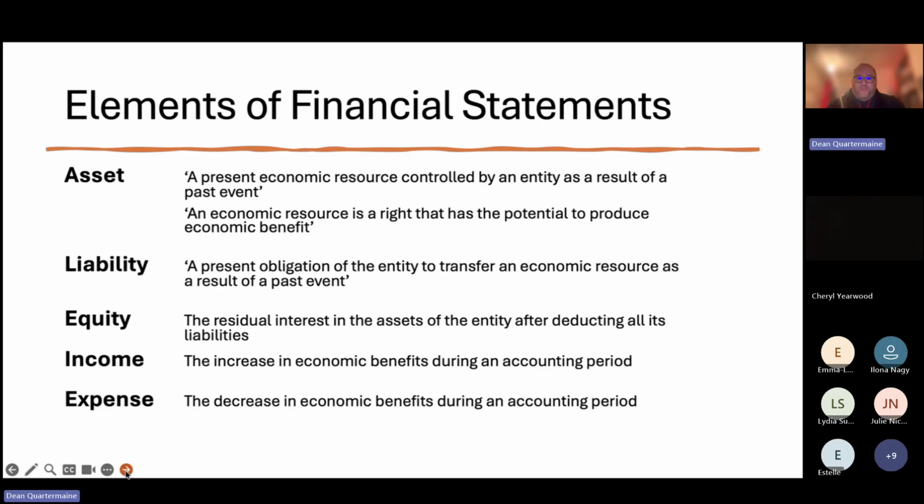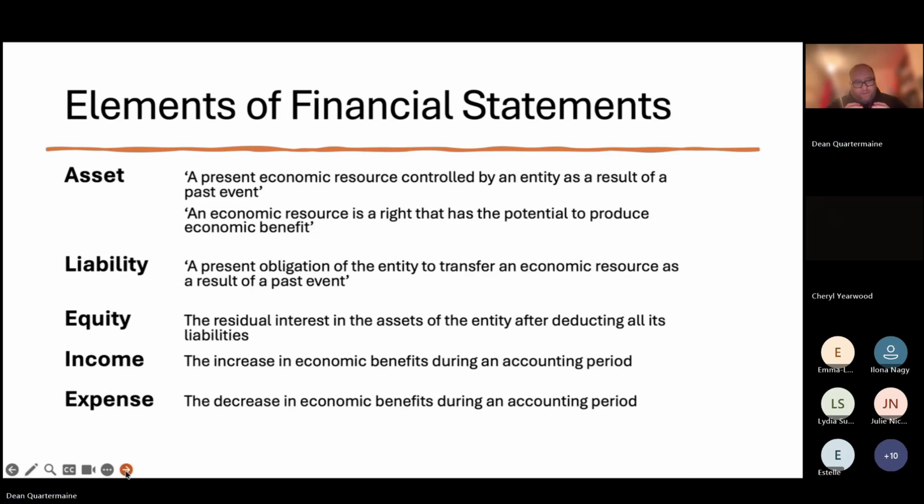So a present obligation, because we've got the obligation right now. So we've got a liability to pay some money or to discharge a liability right now. It's a present obligation of the current entity to transfer an economic resource, so anything that's got the potential to produce economic benefit, as a result of a past event. Well, we did something in the past that created this liability. So whether that's buying some goods from a supplier, whether that's taking on some debt, whatever it was, it happened as a result of a decision we made in the past.